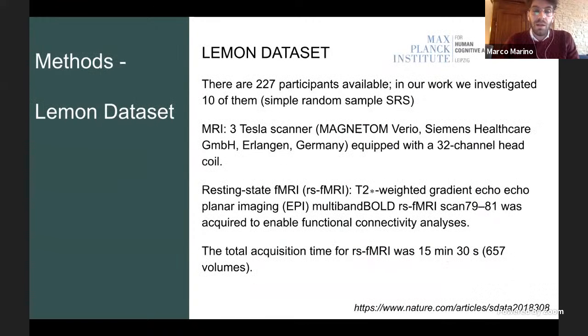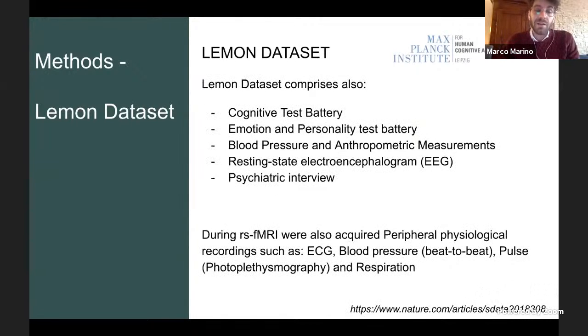To this end, we used the LEMON dataset that was suggested, which is composed of many participants. We focused only on 10 of them in these days. It is a very small number, but it was just a proof of principle. In this database, the important thing is that we got the resting state fMRI data, a 15 minute recording, together with the ECG signal, the cardiac signal recorded simultaneously. Not only neuroimaging data were available, but also some cognitive battery tests and different behavioral scales that we tried to correlate with some of our results.